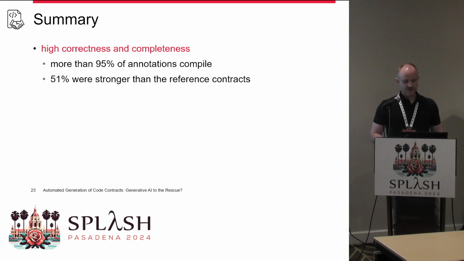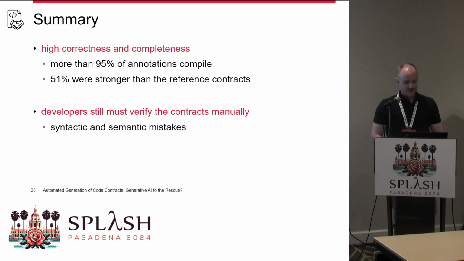In summary, we saw that our model can generate contracts of high correctness and completeness, so that over 95% of these annotations actually compile. And even in our small case study, we saw that over 50% of them were stronger than the reference contract. We also saw that it still makes syntactic and semantic mistakes. So if you use it as it is, you would still have to manually verify the contract itself.